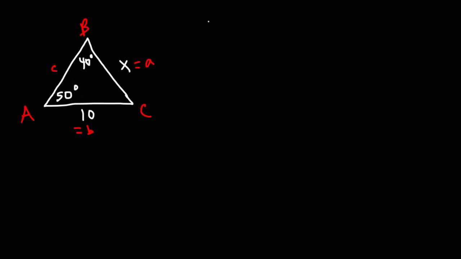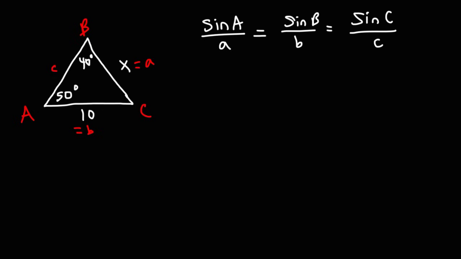Now here's the formula for the law of sines. Sine of angle A divided by side A is equal to sine of angle B divided by side B, and that's equal to sine of angle C divided by side C. Now, we don't have the angle C, nor do we have side C, so we really don't need to use that portion of the equation. So we're going to focus on this part. Sine A over A is equal to sine B over B.